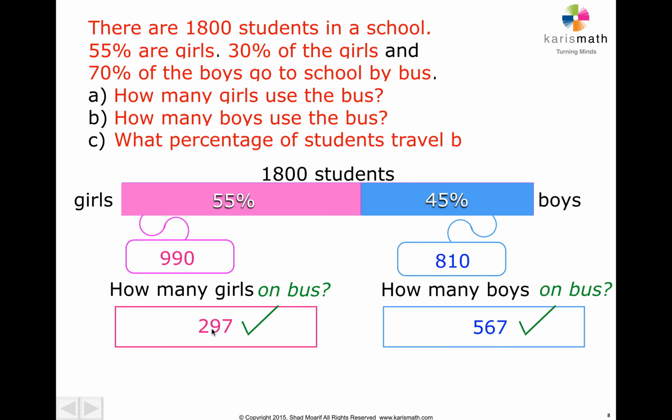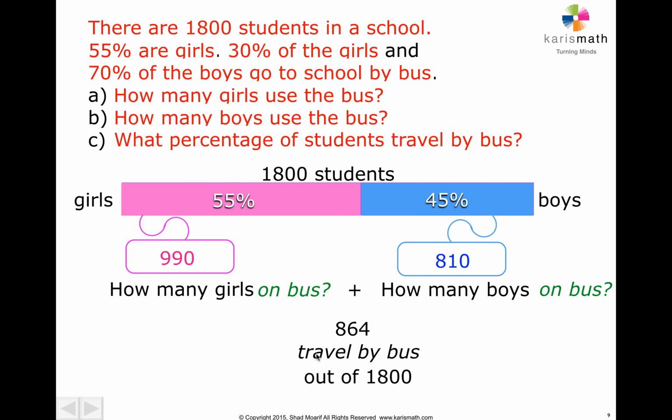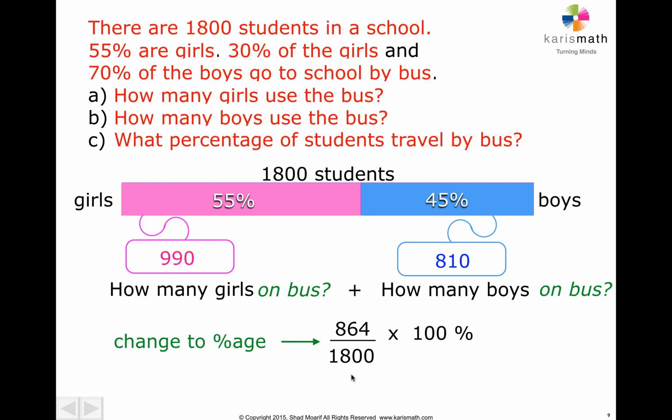If you add 297 to 567, you get 864 students who travel by bus. That's out of how many students altogether? That's out of 1,800 students. So 864 out of 1,800 students, that's the fraction. And if we want to turn that into a percentage, all we do is multiply by 100%, which makes it exactly 48%. So the answer is 48% of students travel by bus.